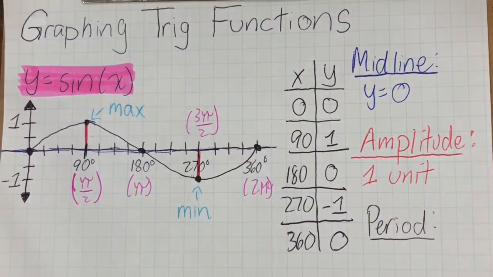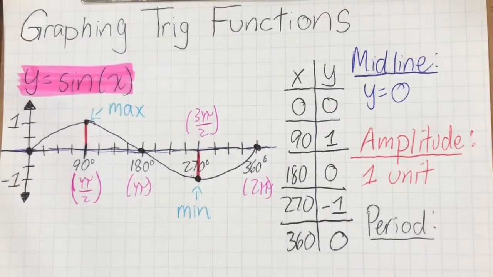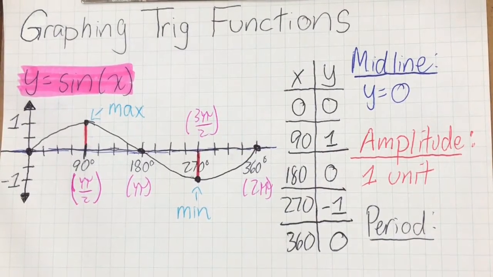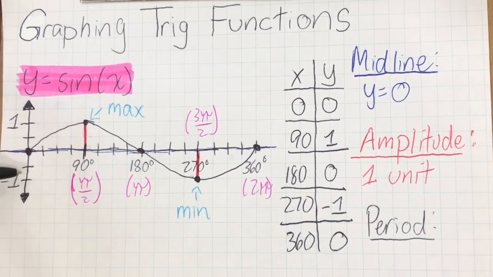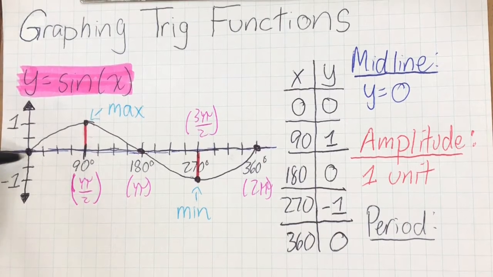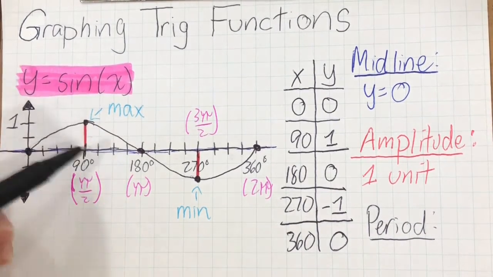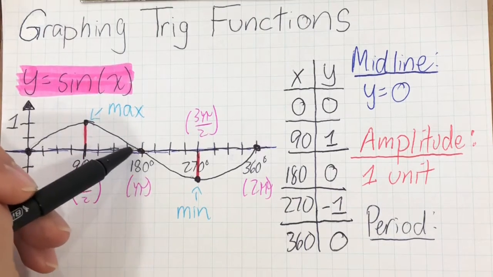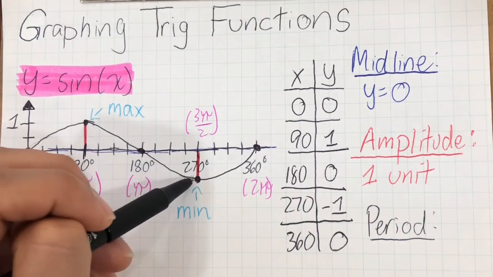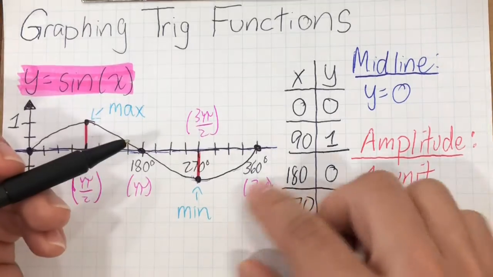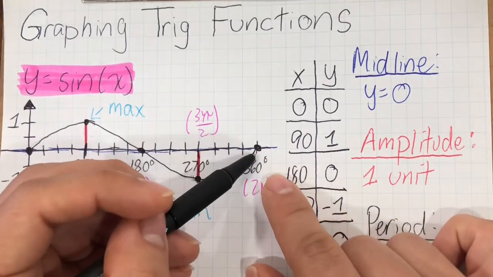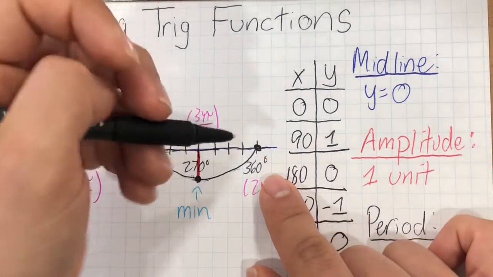All right. So we need to figure out at what point does the graph start to repeat. If we start over here, we're at 0, 0, which is the point that's on the midline. And then we go from the mid to the max, then back to the mid, to the min, then back to the mid. And then once we reach here, that's when the graph will start to repeat itself.